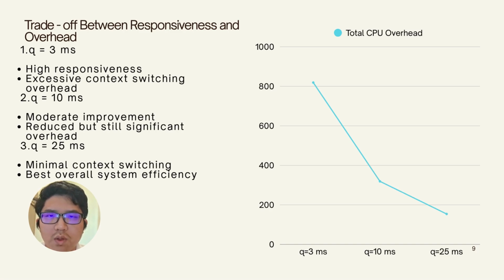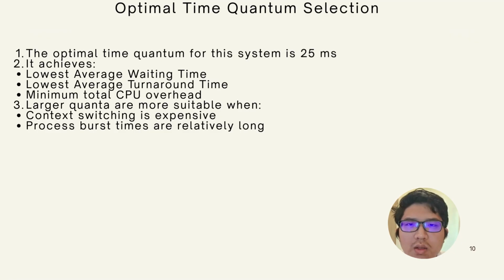With a quantum of 25 milliseconds, context switching is minimized. The CPU spends far less time on scheduling activities and more time executing process bursts, resulting in the best overall system efficiency. Based on this trade-off analysis, we conclude that the optimal time quantum for this system is 25 milliseconds. This configuration achieves the lowest average waiting time, the lowest average turnaround time, and the minimum total CPU overhead among all test values.